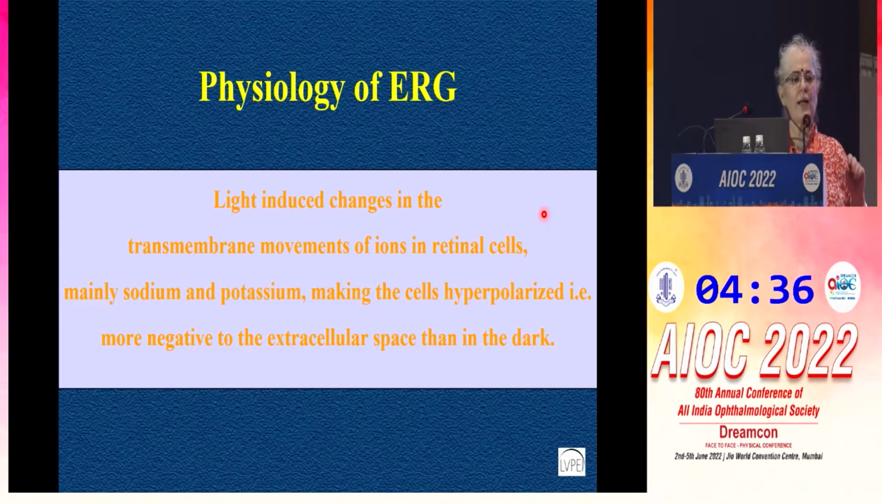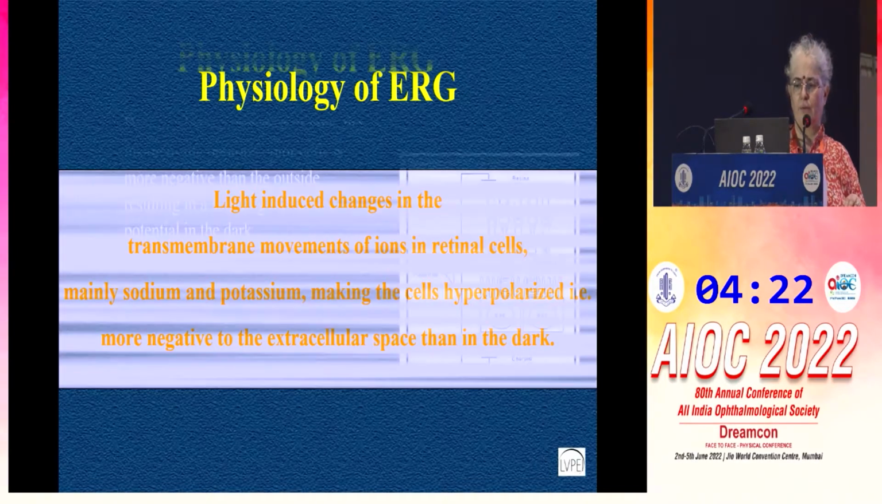So what happens when the light falls on the retina? Basically this is a light-induced change in the transmembrane movement of ions. Mostly it is to do with sodium and potassium. I will explain a little more detail. And the cells get hyperpolarized. That is, they become more negative. So what is happening? Let's see.